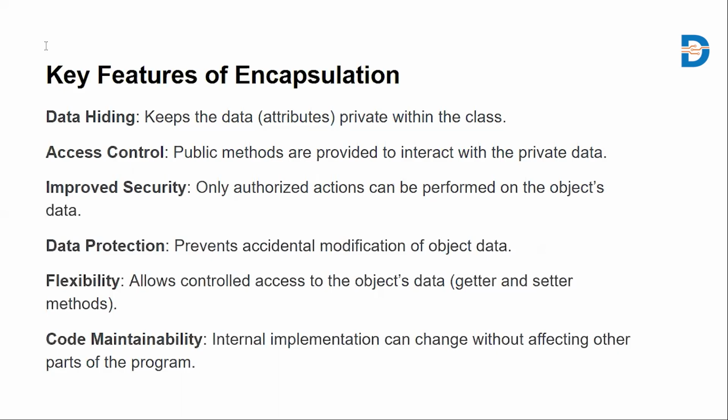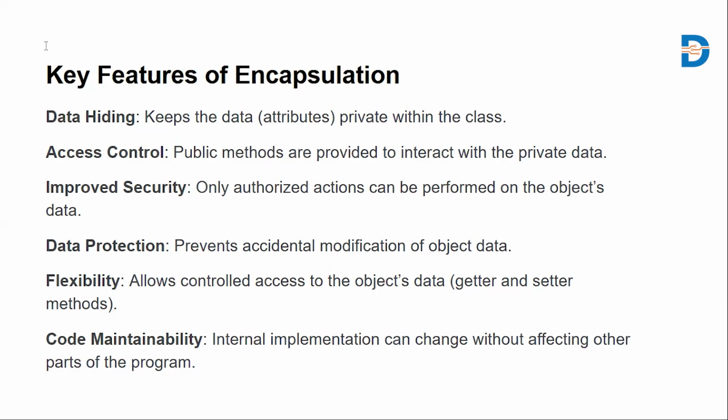The second key feature is access control. Data is protected using access modifiers here. In access control itself, we have two types: one is public and another is private. Public is accessible from anywhere, whereas private is only accessible within the class. Then we have improved security. By hiding the sensitive data, encapsulation prevents unauthorized modification to an object's state.